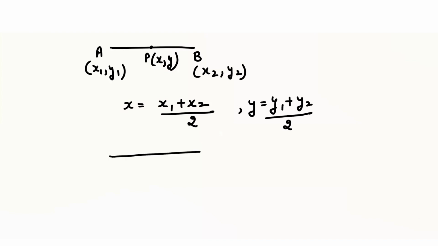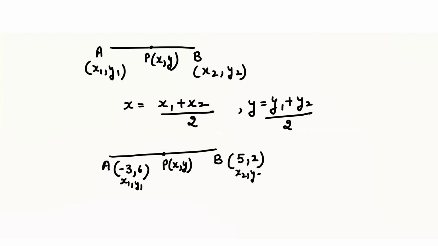If I consider A as (-3, 6) and B as (5, 2), and I want to find out what my midpoint is. So in this case, first of all, I will consider point A as (x1, y1) and B as (x2, y2). Then I will simply put the values in the formula.